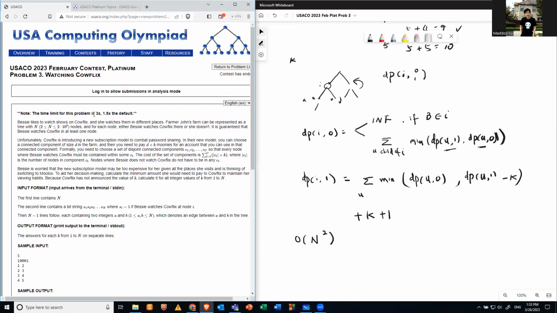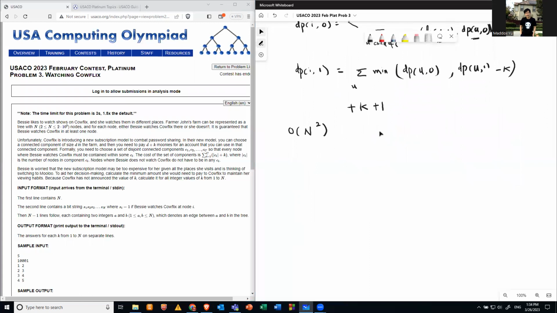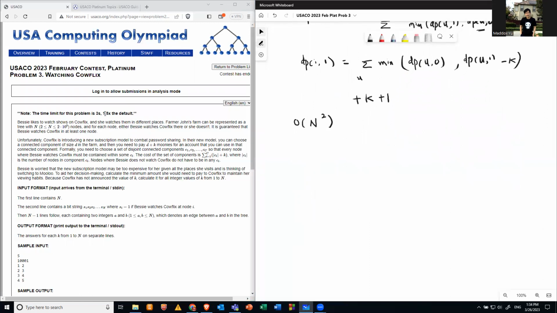The problem says 3 seconds, and n is 1e5, right? So n squared cannot work. 3 seconds, 1.x of the default tells you what? Tells you n square root n is sufficient. Okay. You could try to do n log n, but n square root n itself is sufficient. So how do we do it at n square root n?